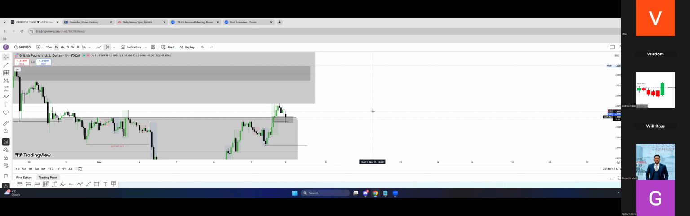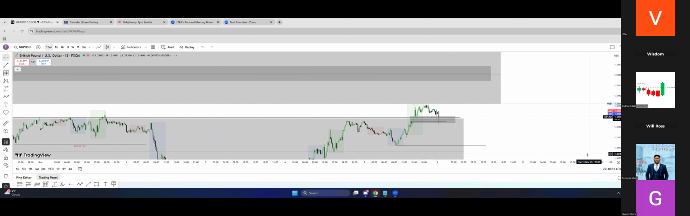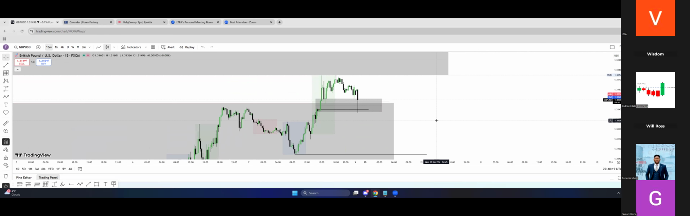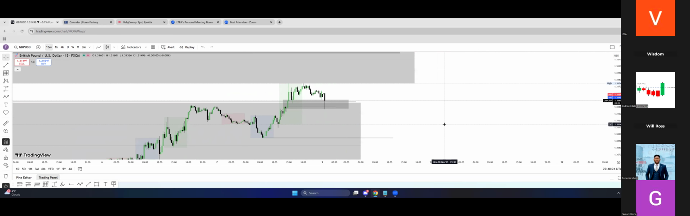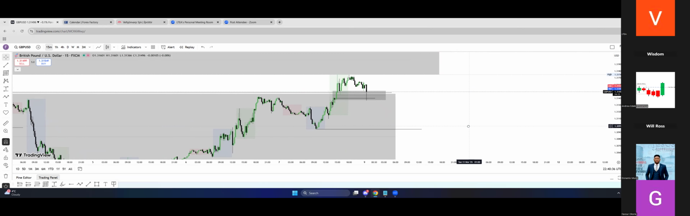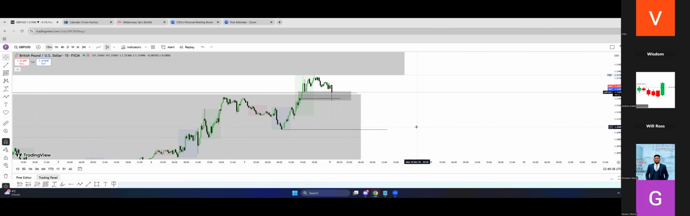Okay, sir. So for me, I never knew that was change in state of delivery, like a sweep of the previous low. That's the change in state of delivery, right? Either a previous low or a previous high. Yeah, but a sweep with what? Just wicks? No, with a body, like when the market closes below a low or a high. Yeah, with a body. That's the change in state.